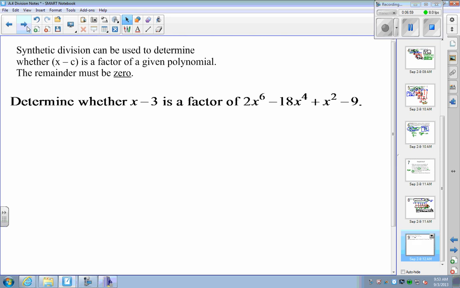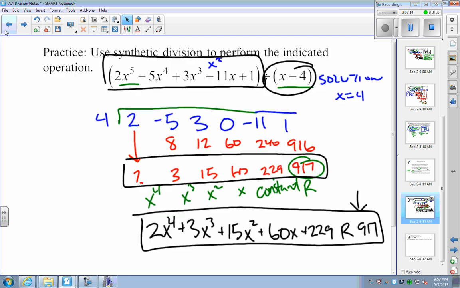Okay, let's look at another example. Synthetic division can be used to determine whether that thing we divide by is a factor of the given polynomial. But the key is the remainder must be 0. So if you think about what we just did, x minus 4 would give a solution of positive 4. But clearly that is not a solution because you got a huge remainder. So if you plug a 4 in here, it does not solve it.